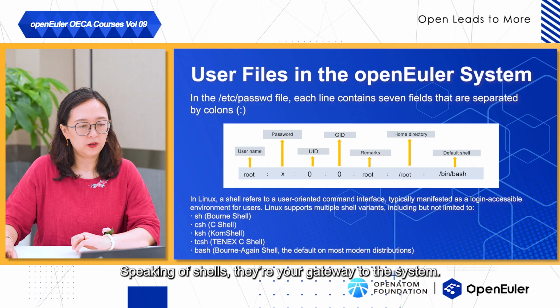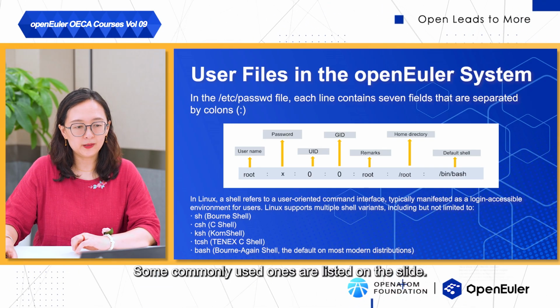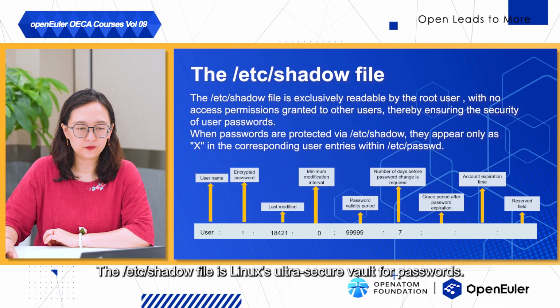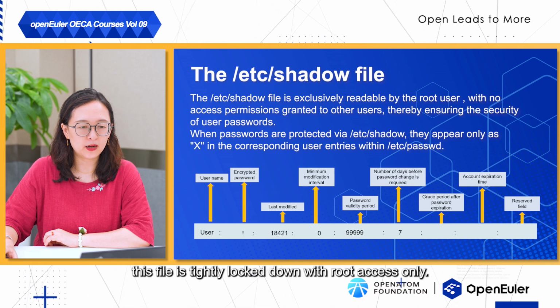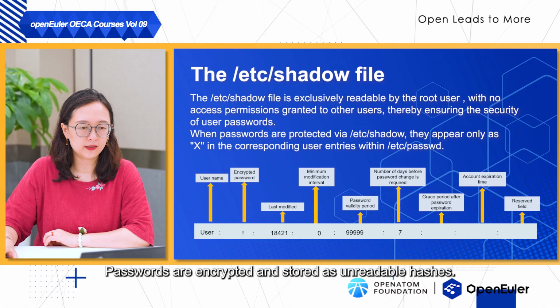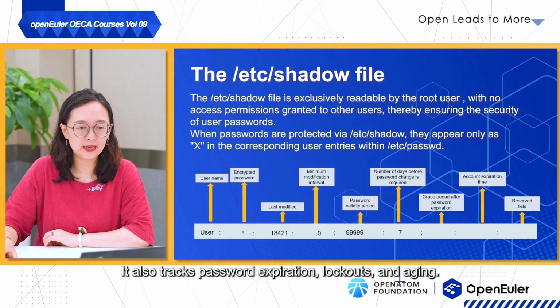Speaking of shells, they are your gateway to the system. Some commonly used ones are listed on the slide. The /etc/shadow file is the ultra secure vault for passwords. Unlike /etc/passwd, this file is tightly locked down with root access only. Passwords are encrypted and stored as unreadable hashes. It also tracks password expiration, lockouts, and aging.